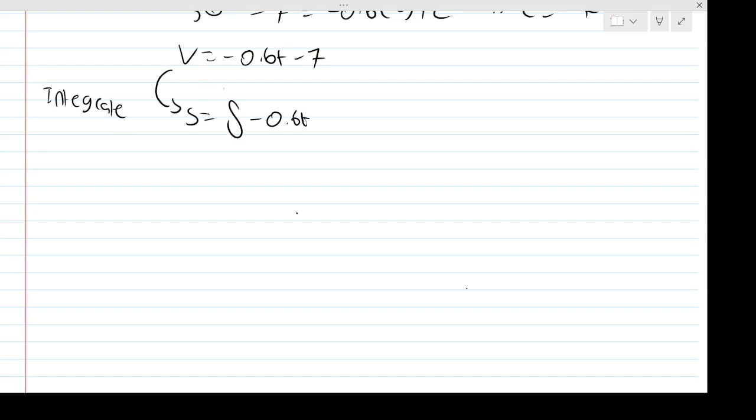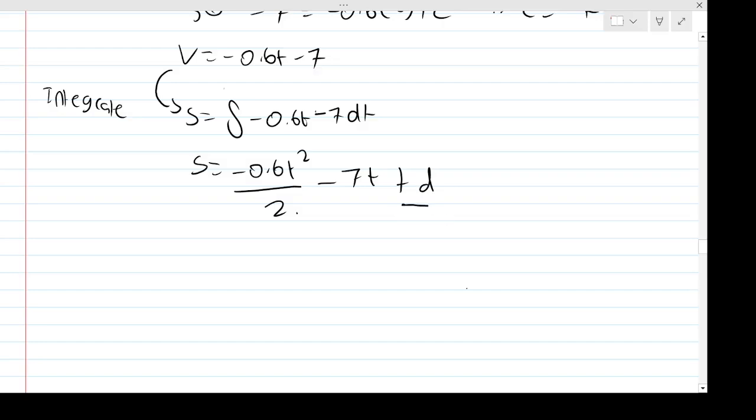And so then, to get to displacement, well, we need to integrate again, right? So the displacement S is going to be the integral of velocity. So integral of minus 0.6t minus 7 dt. So if we work that out, well, minus 0.6t will integrate to minus 0.6t squared, then we divide by the power 2. And then minus 7, we just go to minus 7t. So we add a t onto it. And then we add on another constant plus d, right? So there we are.